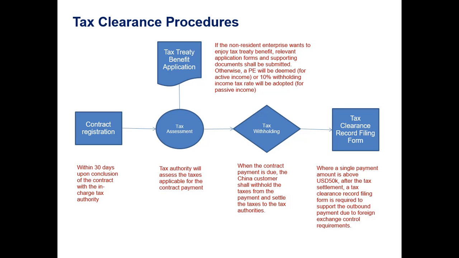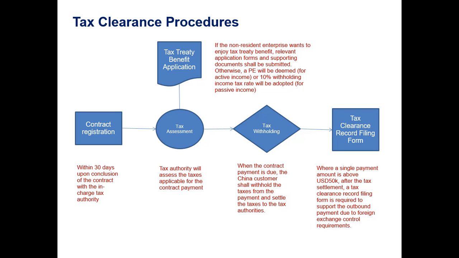As we have mentioned, China is a country that has very strict foreign exchange control. So for the local companies, whether local subsidiaries or local customers, if they want to effect the payment to you, they need to fulfill certain formalities. Firstly is contract registration. Normally, within 30 days upon conclusion of the service contract, the Chinese buyer should register the contract with the local tax authorities. If not, the tax authority can impose some penalties on the local buyers. And then the tax authority will assess what the tax implications will be.